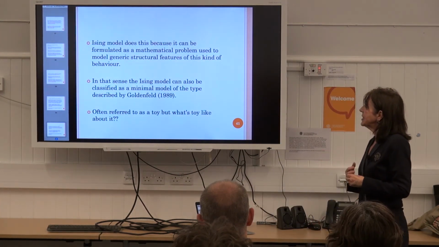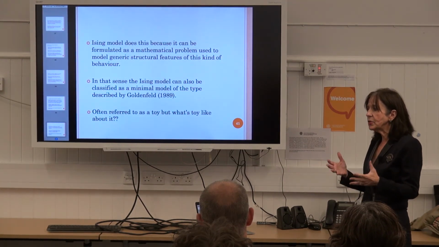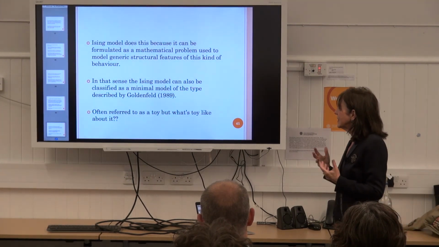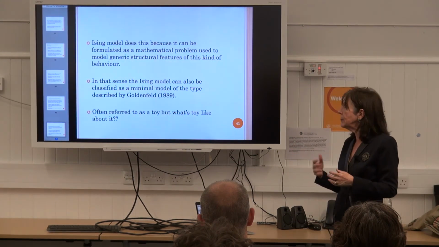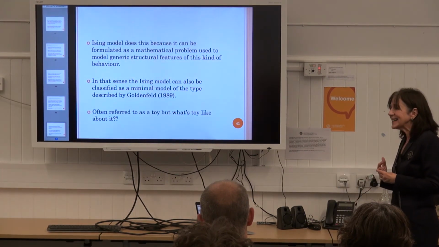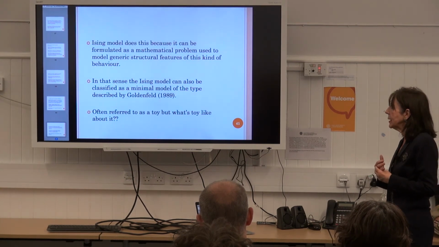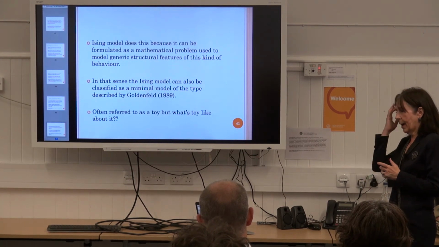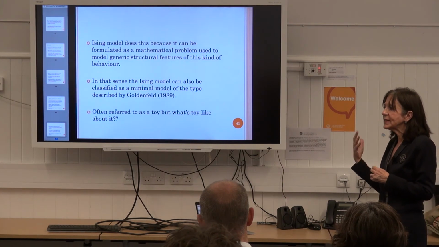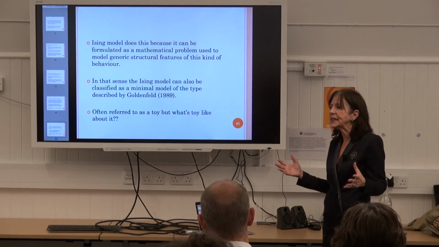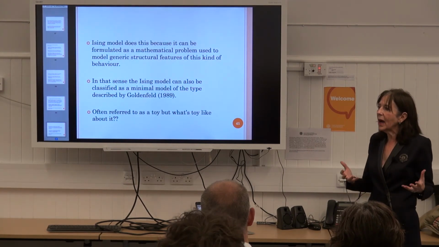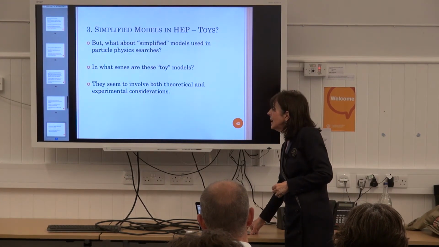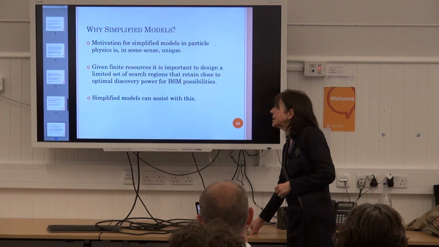So it does that because it's formulated as a mathematical problem that's used to generate specific kinds of structural features. So in that sense, the Ising model is also like a minimal model, and it's often referred to, as I said, as a toy model, but it's not clear what its toy-like features are. I mean, if you wanted to say it doesn't involve a lot of detail, it's not clear that not involving detail makes it a toy model. So I'm not going to talk about this because time's getting short.